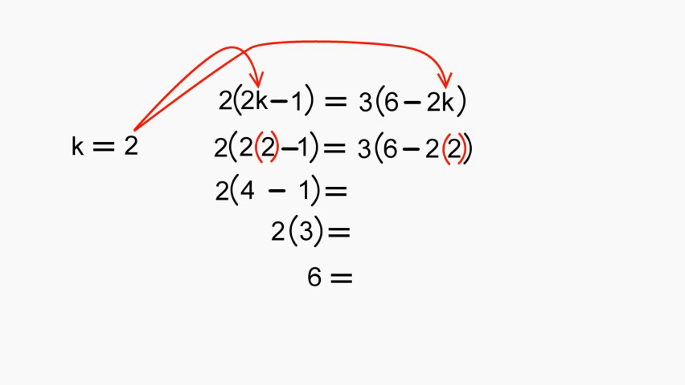On the right side, I have to do the innermost arithmetic first, which is 2 times 2, which is 4. Then finish the arithmetic inside the parentheses, which is 6 minus 4 to get 2. And finally finish multiplying 3 times 2 to get 6. So k equal to 2 will make both sides of the equations equal.